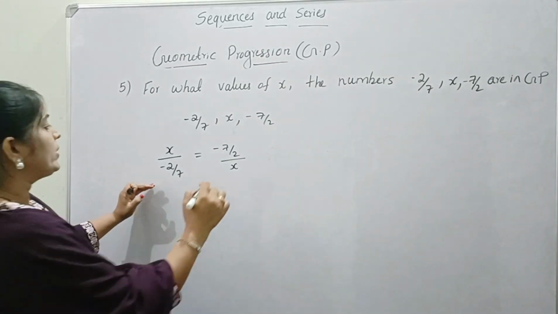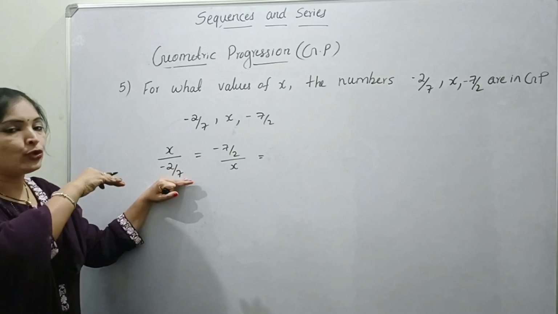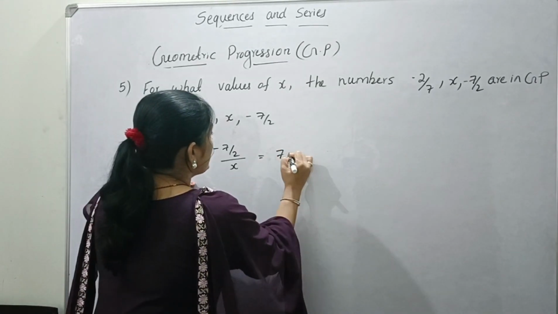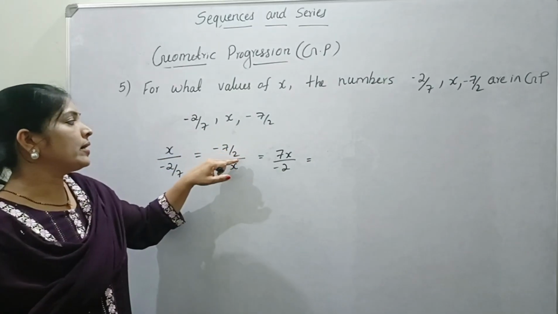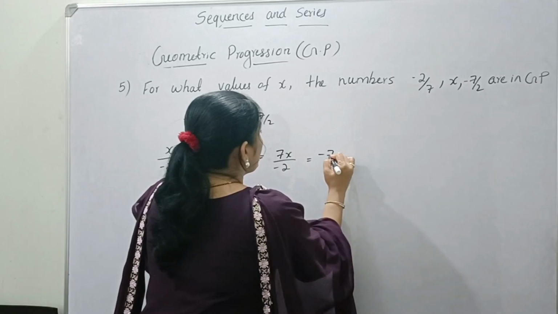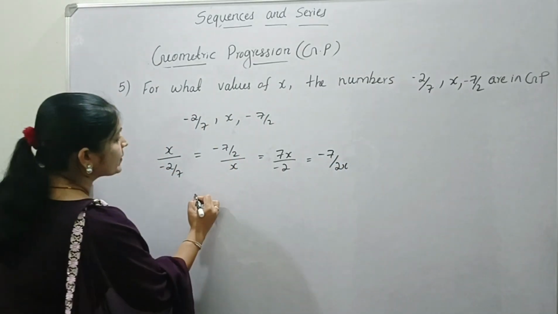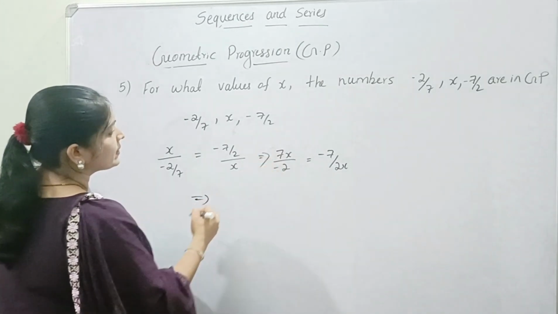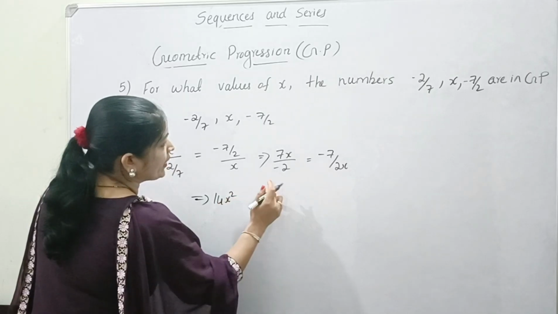Okay, let us simplify this one. Here, the denominator of the denominator will come to the numerator, that is 7x divided by minus 2, is equal to, here the denominator of the numerator will come to the denominator, so minus 7 divided by 2x. Now let us cross multiply this. This implies 7x into 2x, 14x square.